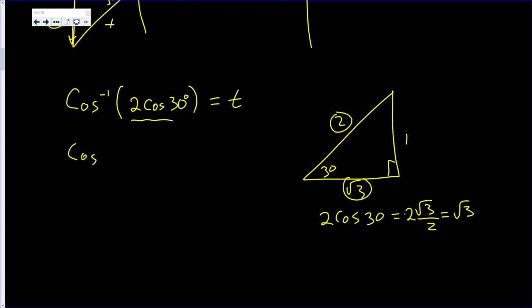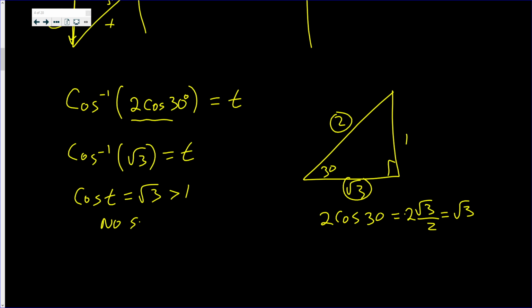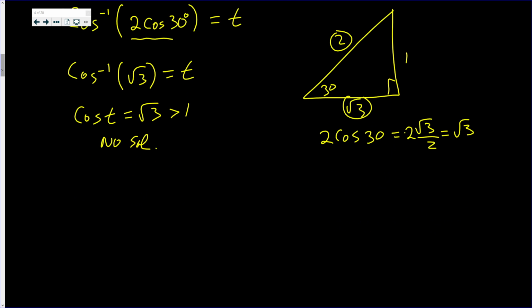So we have the cosine inverse of square root of 3 equals t. This means that the cosine of t is the square root of 3. But that's bigger than 1. So there's no solution. Well, what if I changed it a little bit? What if I said, what's the sine inverse of... Well, I'm sorry. I don't want to change that cosine.